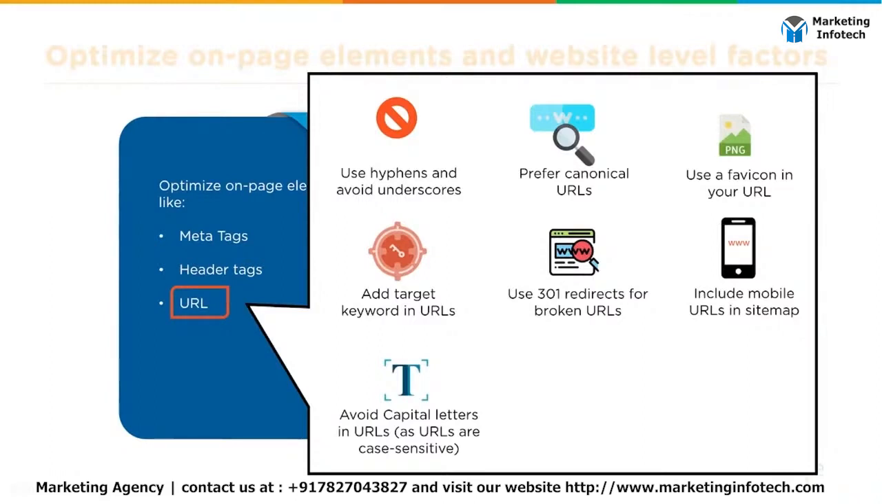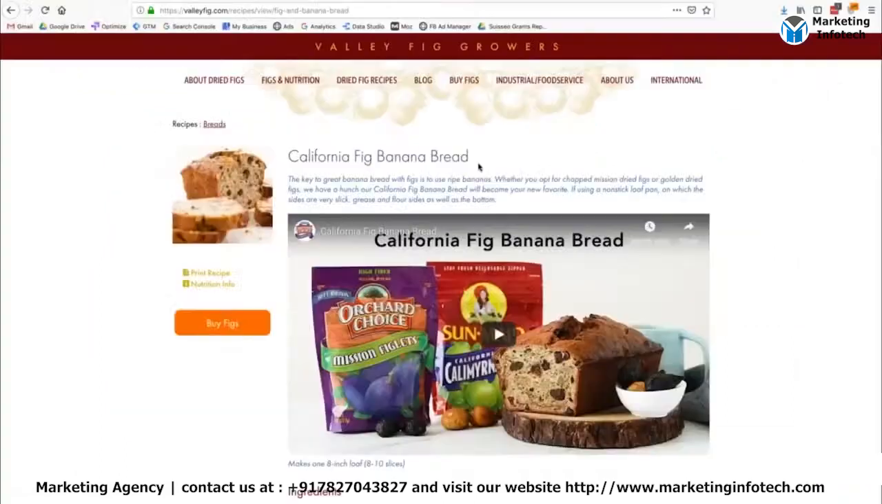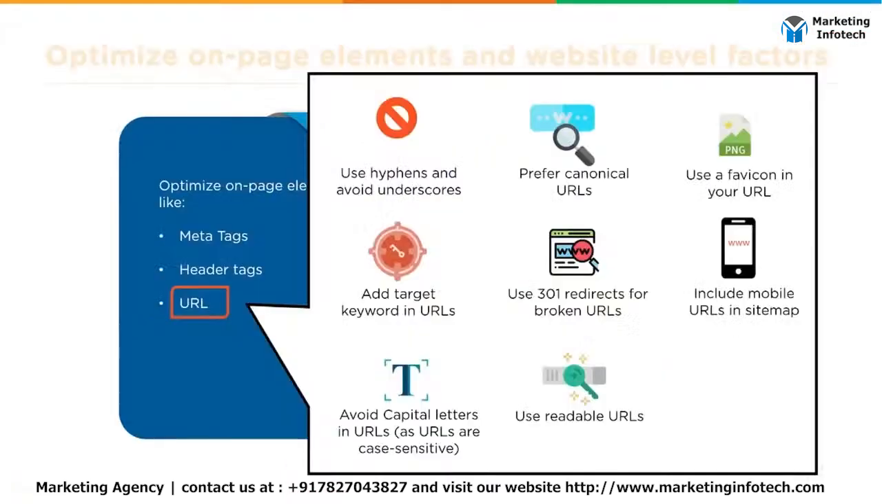You want to avoid capital letters in the URLs. The URLs are case sensitive, so go lowercase. You should always go lowercase on the URL. Readable URLs, again, the rule of thumb here is if you understand what the URL is, then Google is going to understand what the URL is.